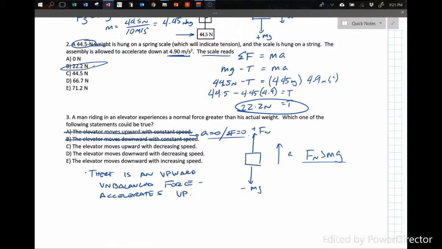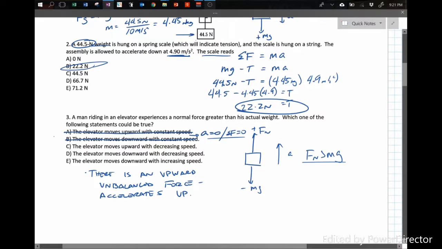Now, if we move upward with decreasing speed, our velocity is up and our acceleration is opposite that direction, so it would be down. So that's not going to be it. If we move downward with decreasing speed, the velocity is down, and the acceleration is in the opposite direction. So that sounds good. And then downward with increasing speed is accelerating down.